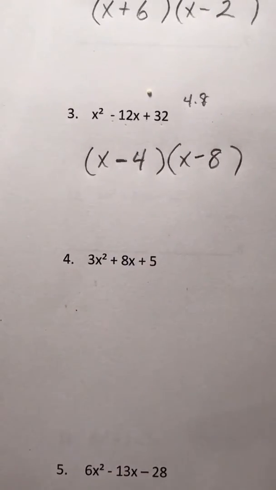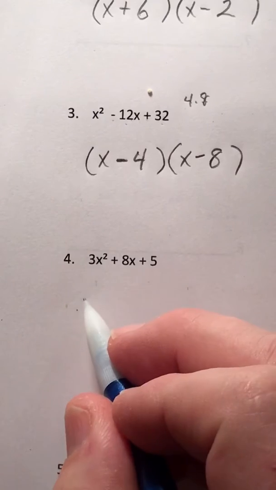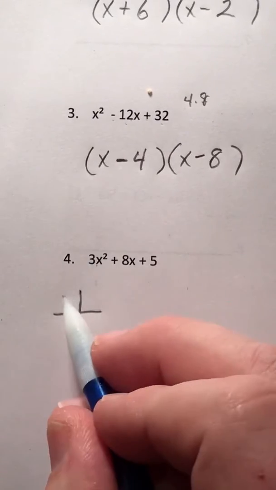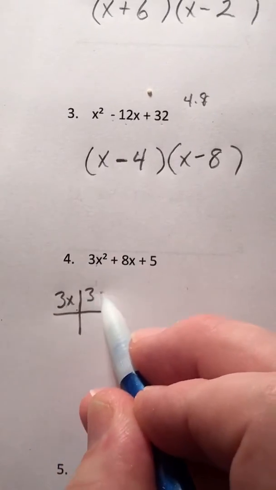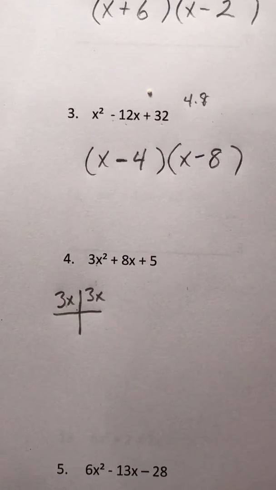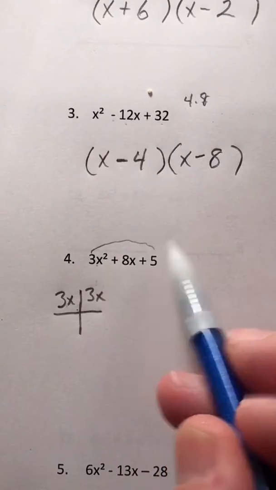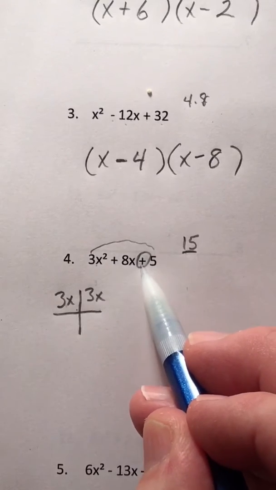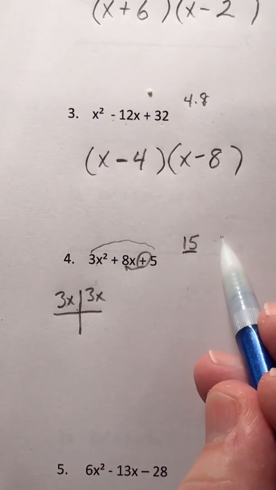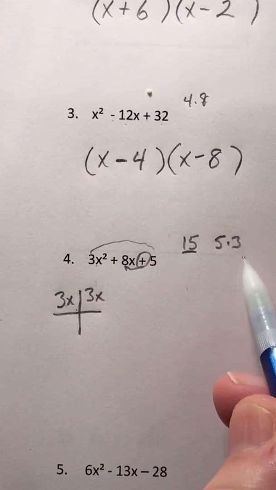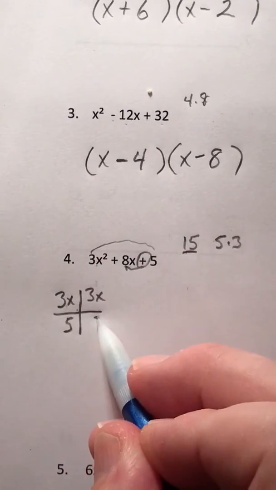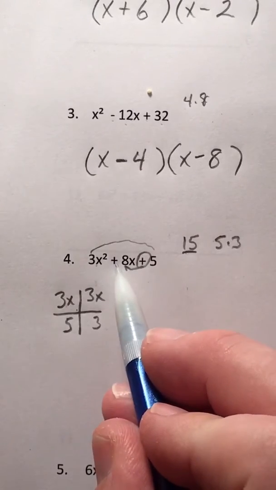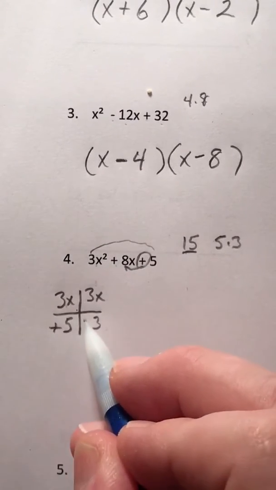Number 4. All right, this time we have a leading coefficient. So this is where we have to do our box. Again, we take our first term, but drop off the square. That goes in the top, so 3x and 3x. Now, you multiply first times last. That gives us 15. So now we need the factors of 15 that when you add them up, you get an 8. And that would be 5 times 3. So we put a 5 and we put a 3. We go to our last sign. Our last sign's a plus sign, so that means the signs are the same, and they're both plus. So we put a plus in here.